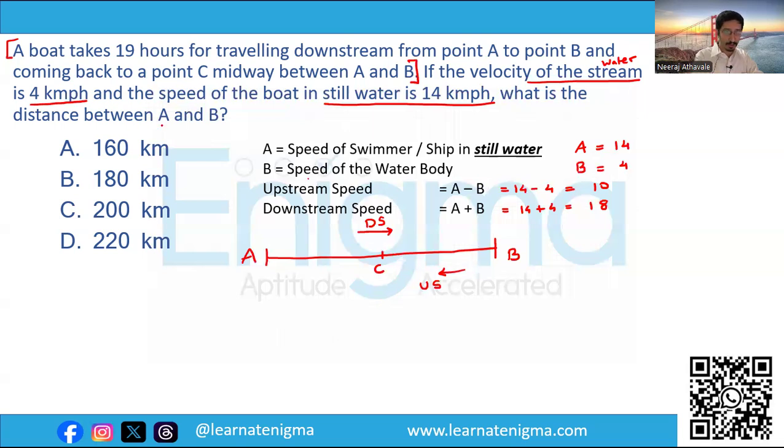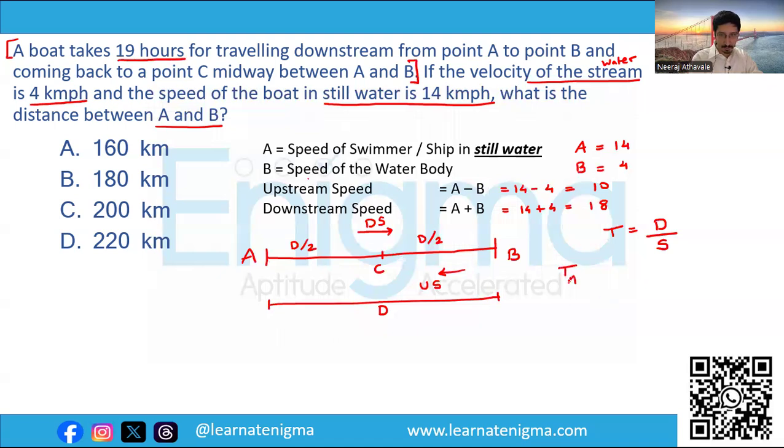Now, we have to find out the distance between A and B. Let's assume the total distance to be D. So, therefore, AC becomes D by 2 and CB also becomes D by 2. Now, the general formula for time is distance upon speed. Here we are given that the boat takes total of 19 hours.